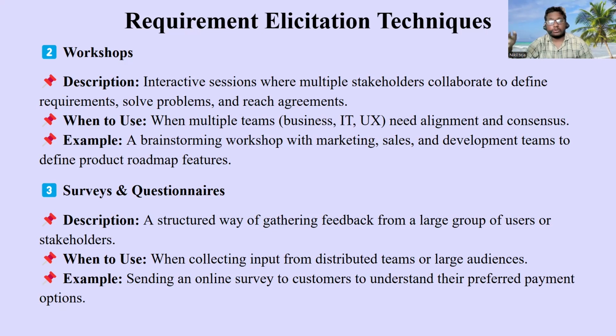So, when to use? When multiple teams need alignment and consensus. Consensus is nothing but agreements. So, it is used when multiple teams gather and business analysts want to know their perspectives, right? Example, a brainstorming workshop with the marketing, sales, and development team to define product roadmap features, right? As I said, you will be gathering the different teams and you will be making workshops.